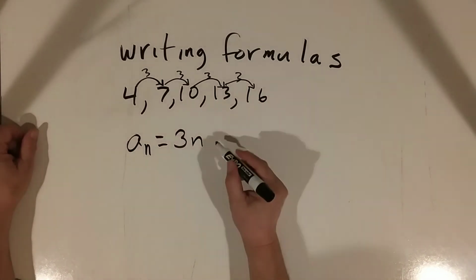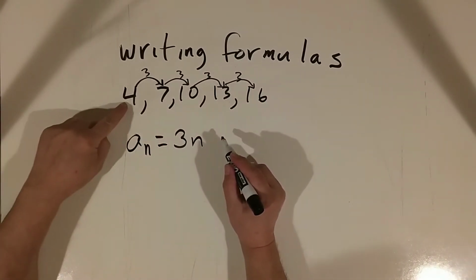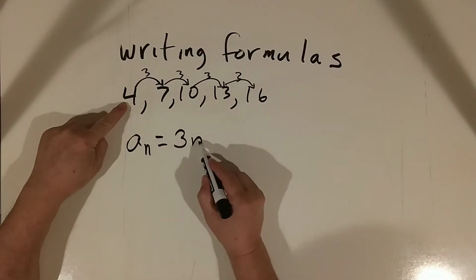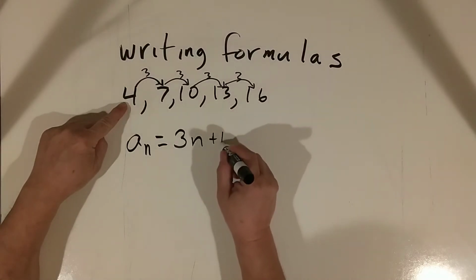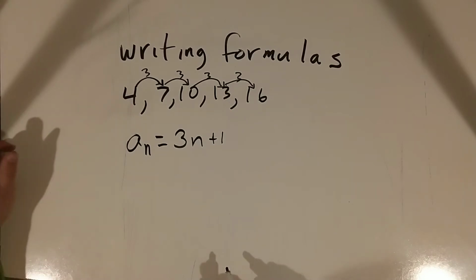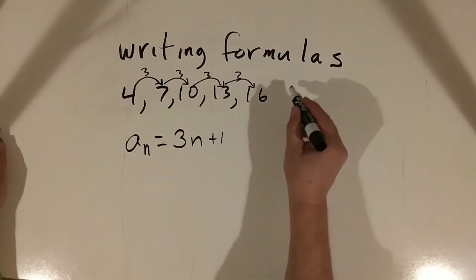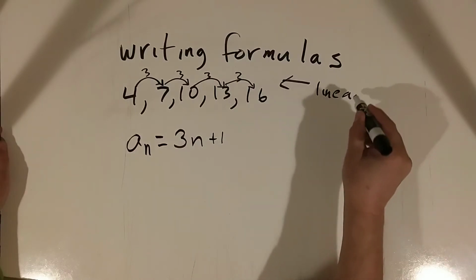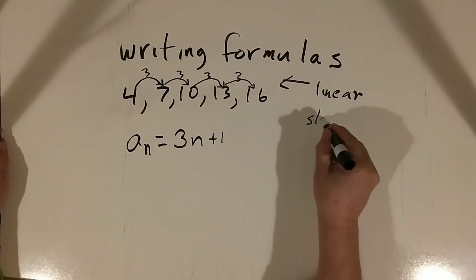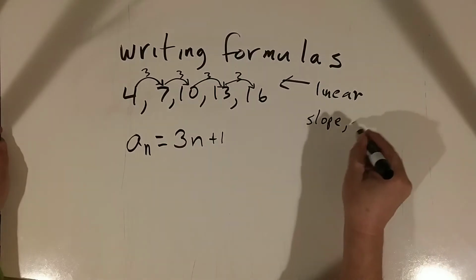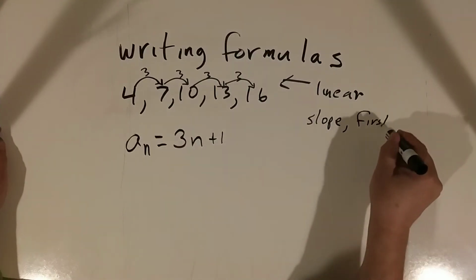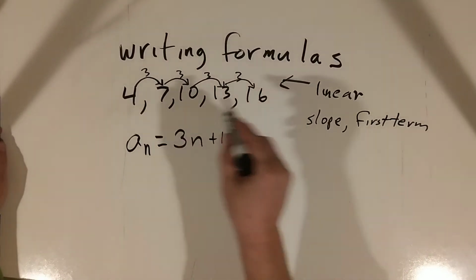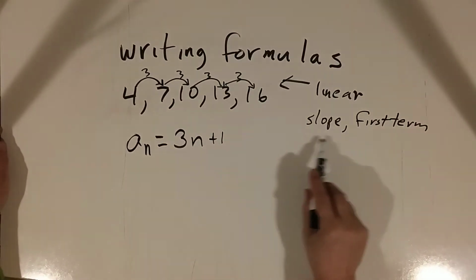And now we have to figure out what would give me my starting number of 4. Well, 3 times 1 is 3, plus 1 will give me 4. So this tells me it's linear. It means I can use the slope and then figure out the first term. So anytime you're going up the same amount, that's going to be linear: slope, first term.